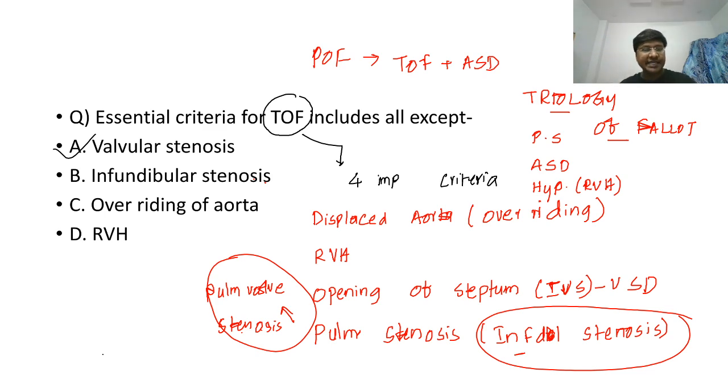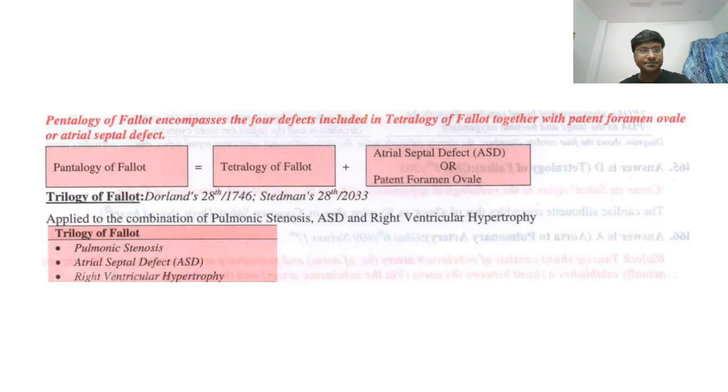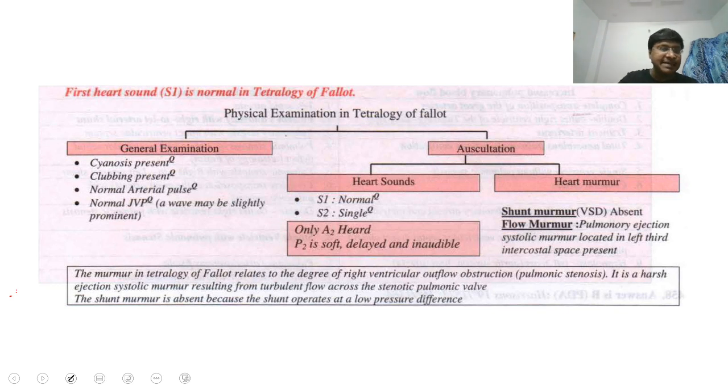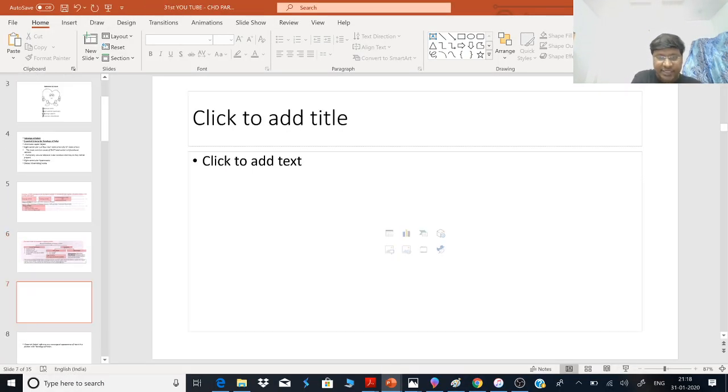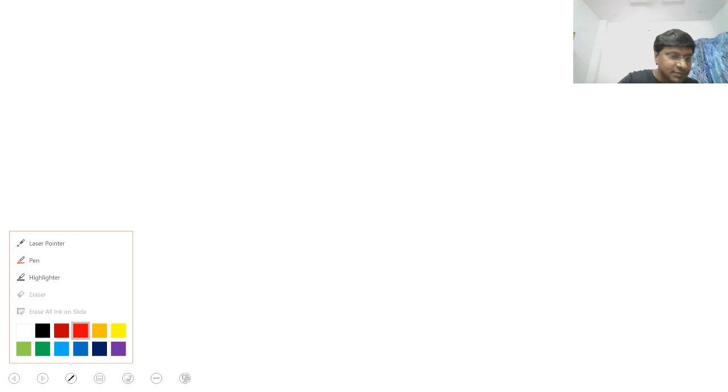Next. The other important thing that you need to remember here is the physical examination findings in patients with the tetralogy of Fallot. Okay, now let me discuss the physical examination findings in these patients with the tetralogy of Fallot. First and foremost, you should know what the clinical examination findings are.